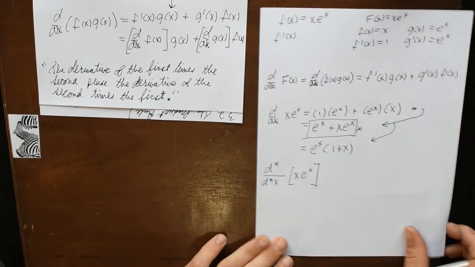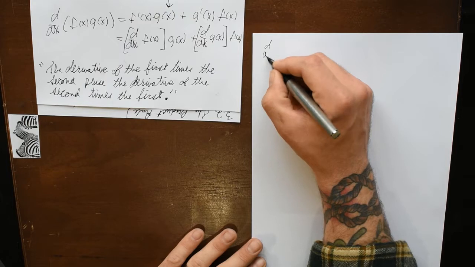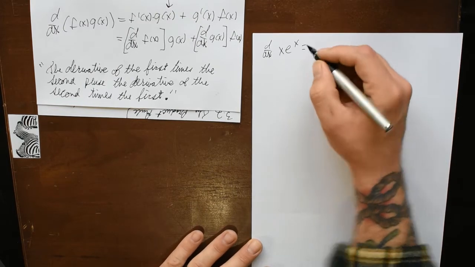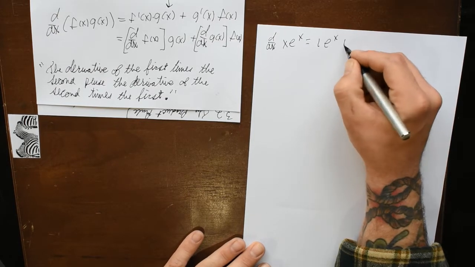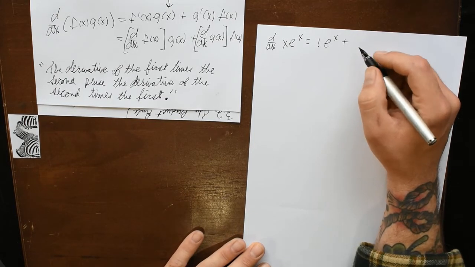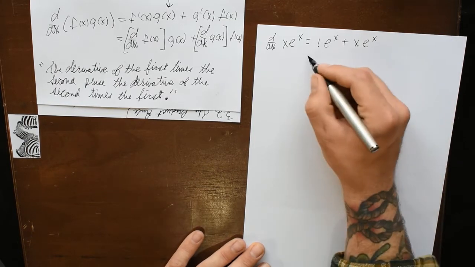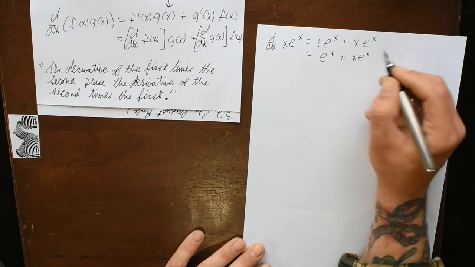So, for that, we'll say the derivative with regards to x of x e to the x is equal to the derivative of your first times your second plus your first times the derivative of your second, which is equal to e to the x plus x e to the x.